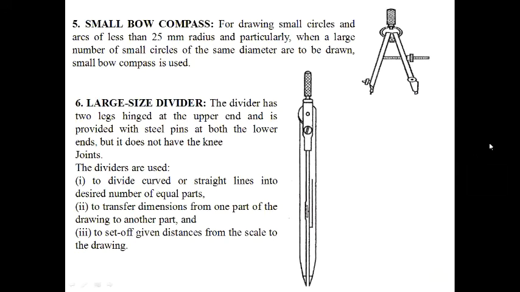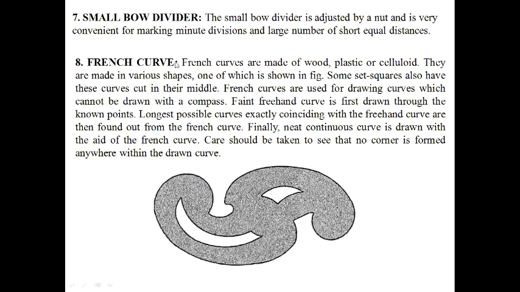Next one will be the small bow compass. Always in your geometry box, this is the small bow compass. And this is the large side divider. Basically, a divider is used to divide a curve or straight line into a number of equal parts, or to transfer a dimension from one part to another; you can also measure the dimension. So these are the different large dividers. And the small bow divider is the same as the large divider, used for short equal distances.